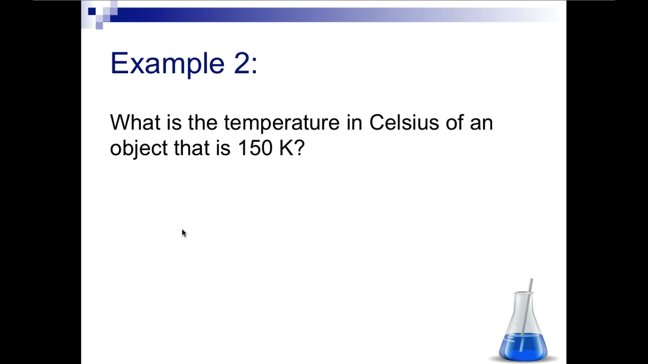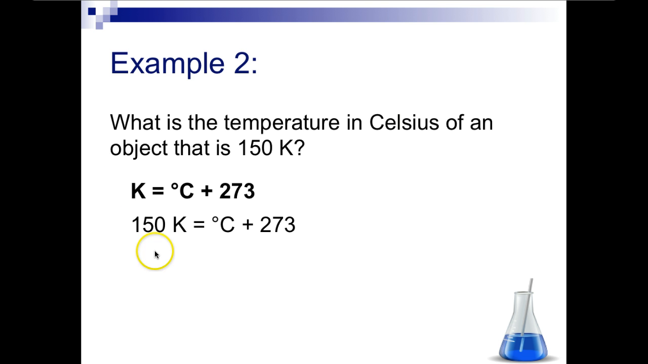Let's look at another example problem. What is the temperature in Celsius of an object that is 150 degrees Kelvin? Well, this one's a little different. Now I'm going backwards. So instead of adding, what's the opposite of addition? Probably subtraction. So let's look at this. Kelvin is equal to degrees Celsius plus 273. Let's plug in what we have. 150 degrees Kelvin is equal to degrees Celsius plus 273. How do I solve for degrees Celsius? I'm going to subtract 273 on each side. When I do that, I get negative 123 degrees Celsius as my final temperature.